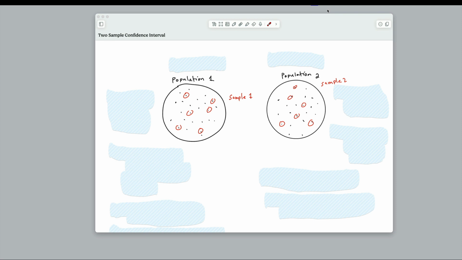In this video, we're going to explore the concept of a two-sample confidence interval for a proportion. I want to give you an overview of this procedure here.